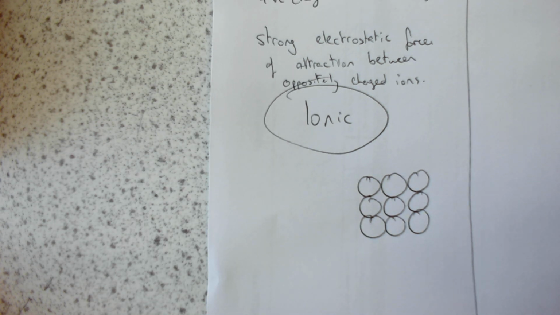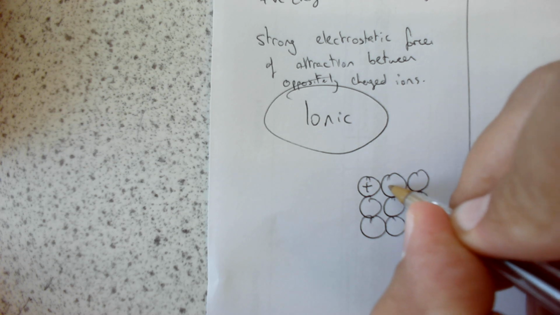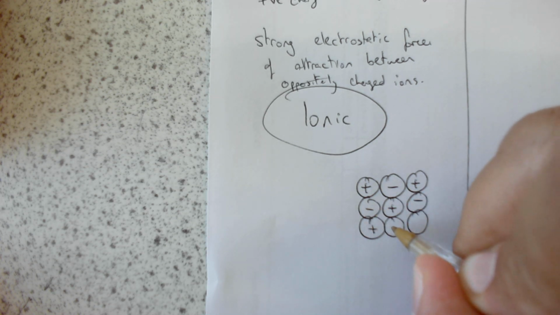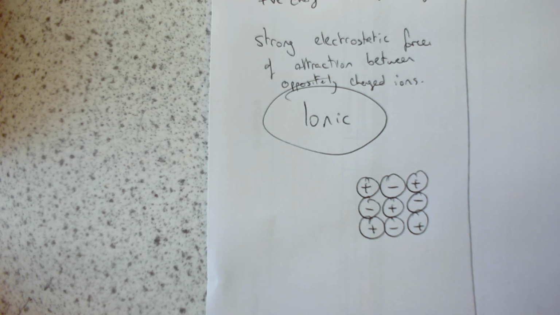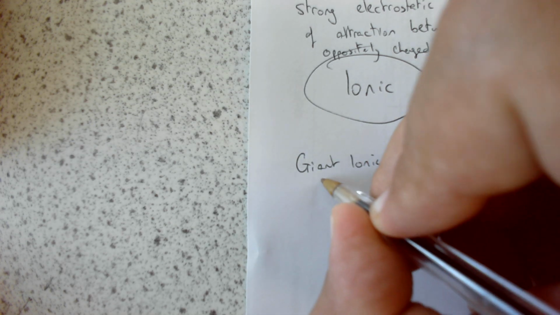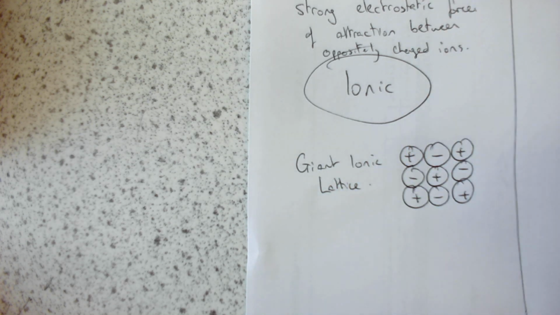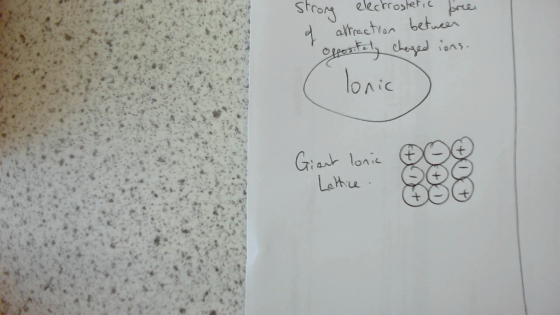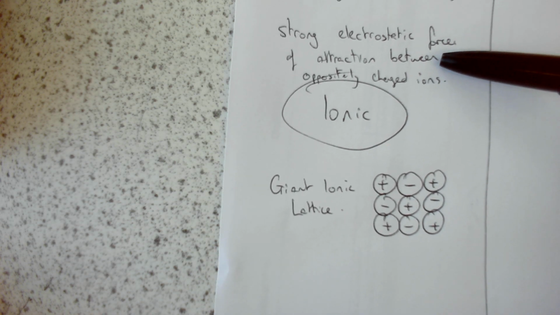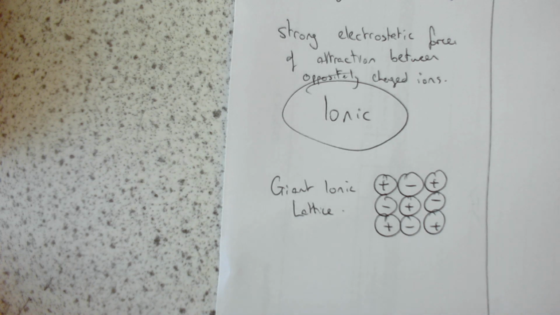You know what I'm drawing, right? Put some pluses and some minuses, so there's your ions. And that is a picture of a giant ionic lattice. Now in a lattice, these ions are not free to move. Why? They're stuck together because of the strong electrostatic force of attraction between oppositely charged ions.